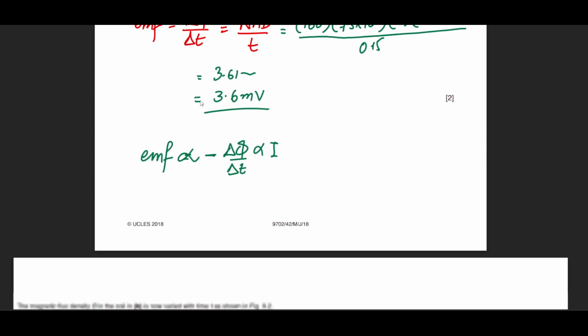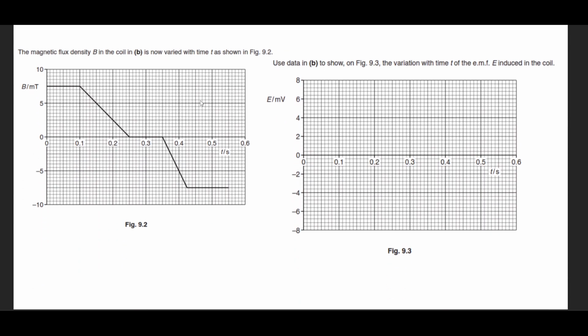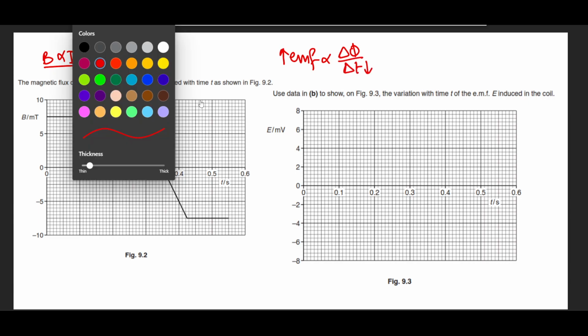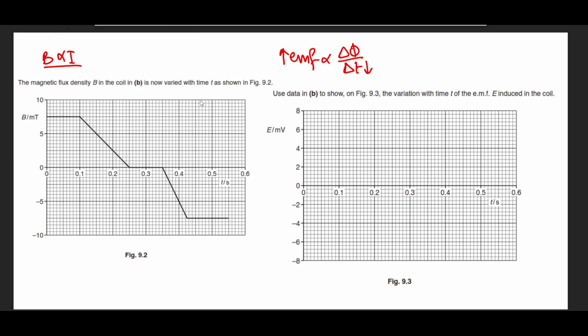So whatever graph is given to you over here, we can see that the graph of flux density, which is B, which we figured out is actually proportional to the current, is given to us. Okay, so let's see what's happening. We have to note that induced EMF is proportional to rate of change of phi with respect to time. If you decrease time, the EMF increases, and vice versa. So let's look at the first situation.